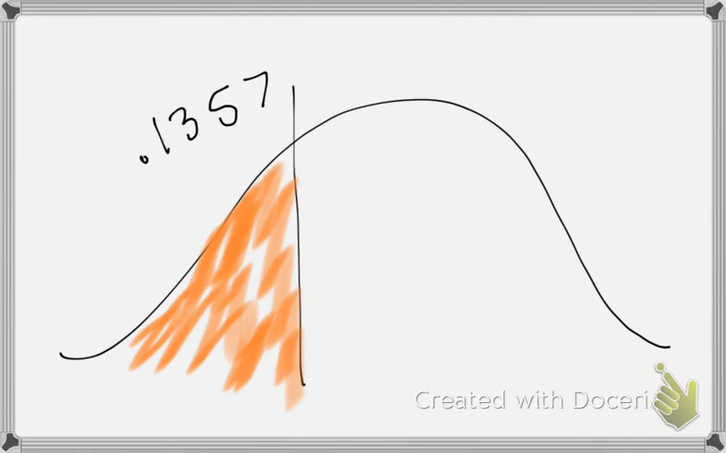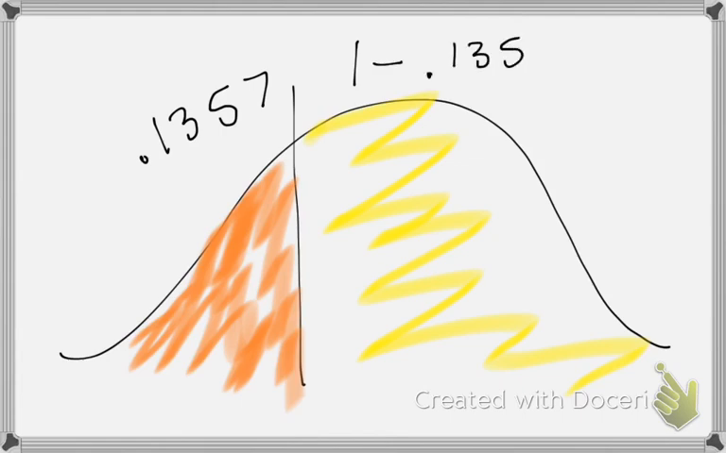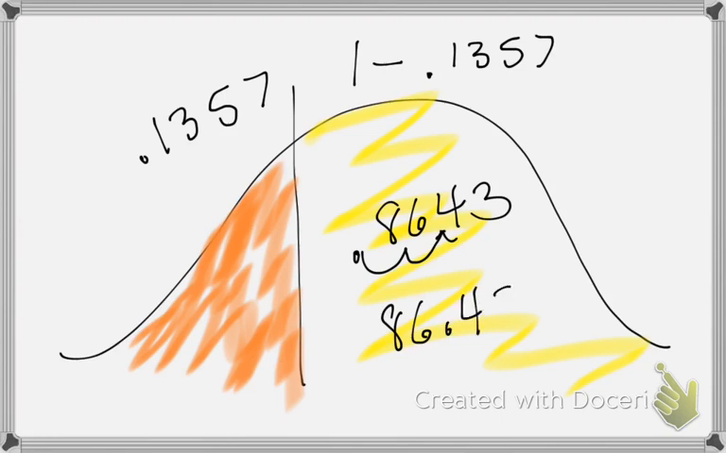Now we want, obviously, because the question is asking us for the ones that are above, the ones to the right. So we're simply going to do 1 minus 0.1357, and that gives us 0.8643. And of course, the question is asking us for a percent. So in order to get the percent, we move the decimal over 2 places to the right. So that means that 86.43% of the scores fall to the right of negative z-score 1.10.